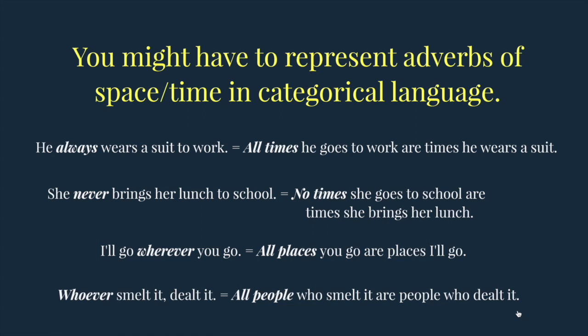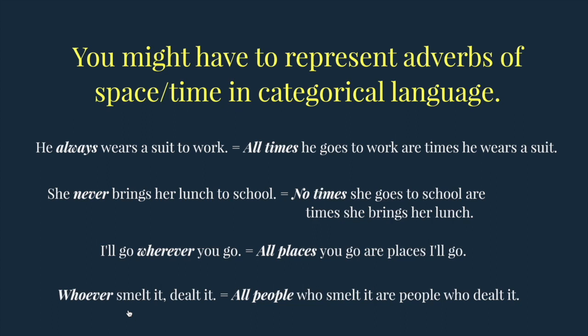And you could get a little bit confused here. You might stop and wonder, wait a minute, I'll go wherever you go. Is that all places you go are places I'll go? Or is that all places I go are places you go? And similarly with whoever smelt it, dealt it, I might wonder, is this all of the people who dealt it are people who smelt it? Or is it all the people who smelt it are people who dealt it? It just takes a little bit of stopping and reflecting on, wait, what does this statement mean? What is it that I'm trying to communicate? And what do these two options mean?